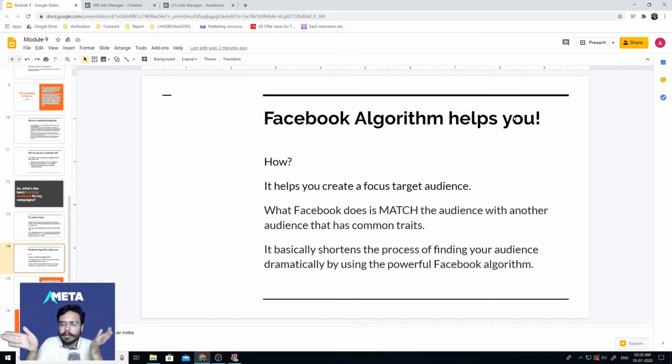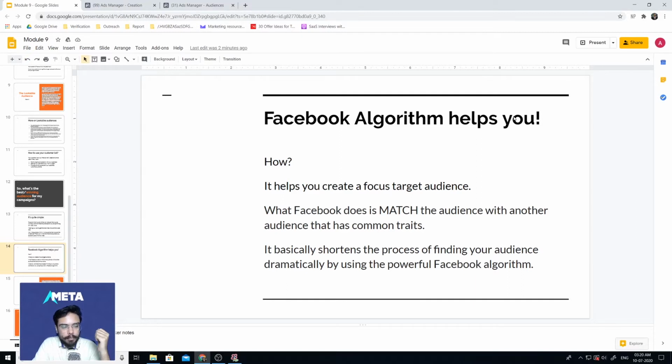When your ad has run a certain trajectory, it's already covered a certain audience. So it's analyzed the patterns from that audience and found you more people who are likely to convert within that massive audience that you've given Facebook to target. 100k people out of the 10 million audience. Facebook's going to find you the 100k people that are more ripe for your brand. Okay, that's the power of the Facebook algorithm. It basically shortens the process of finding your audience dramatically.